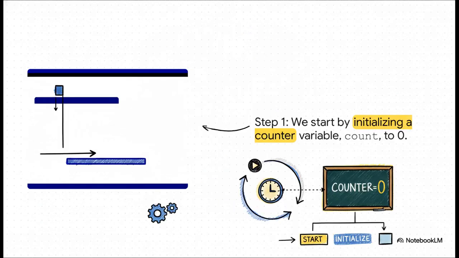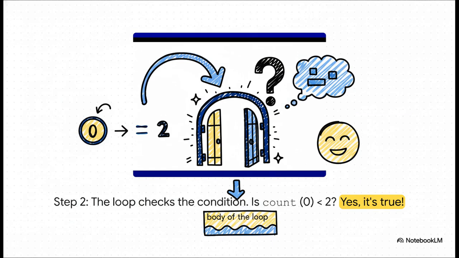All right, the best way to really get this is to just walk through one step by step. So let's trace what this simple loop is doing. First things first, we declare a variable, an integer called count, and we set it to 0. This is our starting line. Okay, now the program hits the while statement, and the very first thing it does is check that condition. It asks the question, is the value of count, which is 0 right now, less than 2? And the answer is yes, it's true. So the gate opens and we get to go inside the loop.